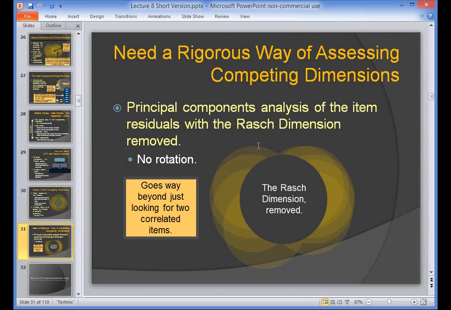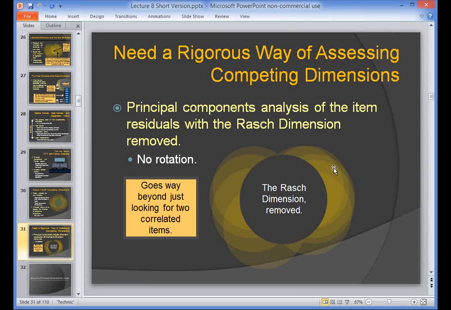Okay? So this down here, this is the same thing that you saw before, and now the Rasch dimension has been removed from that. So essentially all of the signal represented by the Rasch dimension has been removed from the data, and we're going to do a principal components analysis of what's left. And if the item residuals are randomly distributed the way we want them to be, this means that there's not going to be anything left. Our principal components analysis will find nothing. There will be nothing there to find.